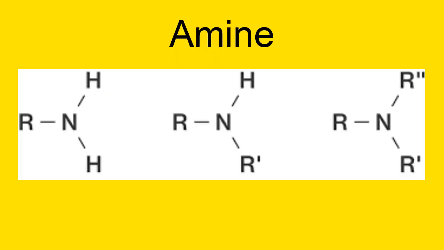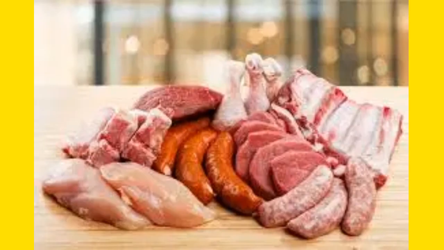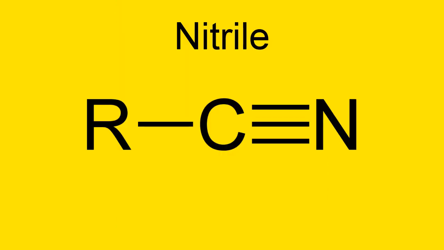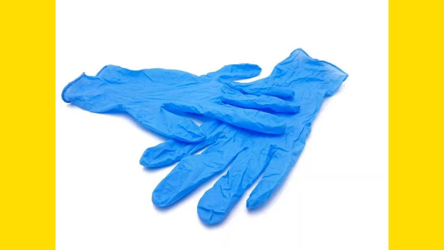Amine. The functional group of amine is a nitrogen atom bonded with either one, two, or three alkyl or aryl groups. A good example for amine are amino acids found in foods like meat or eggs. Nitrile. Nitrile is an organic compound in which a carbon atom and a nitrogen atom are connected through a triple bond. An example of nitrile is nitrile gloves.